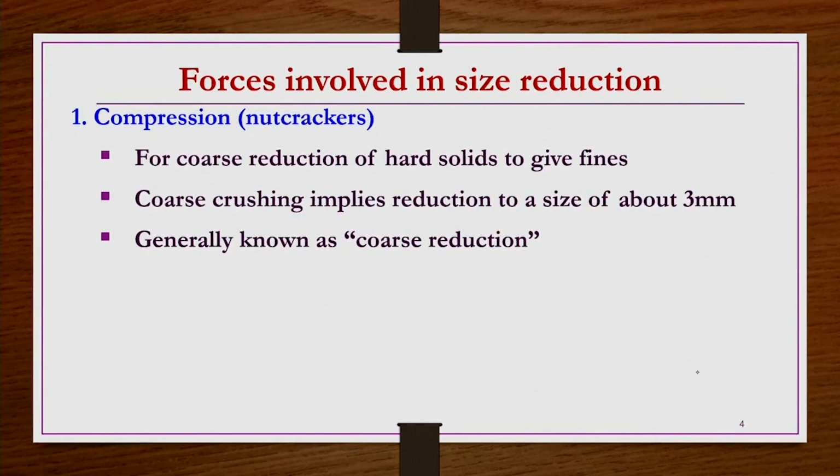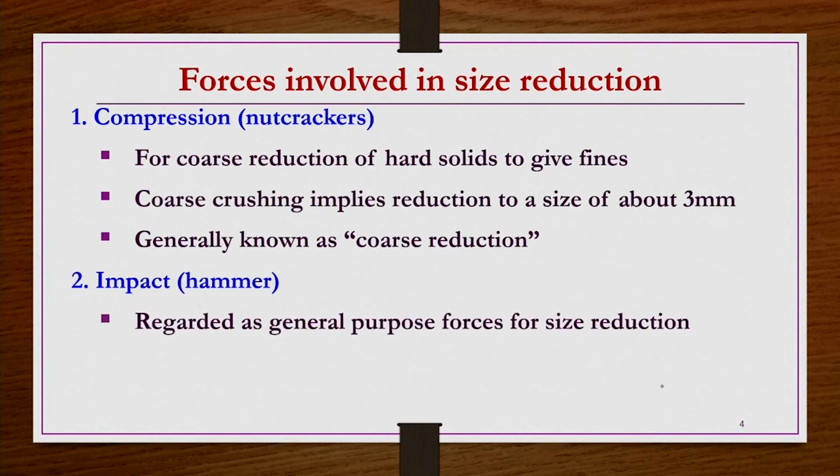But it depends on how much fraction of a given product is coarser, how much fraction is medium, how much fraction is finer. So these reduction processes are given terminology as coarse reduction, medium reduction and fine reduction. Whatever the compressive nutcrackers are, they are generally known as coarse reduction, because when you apply these forces, the product has a majority fraction of coarse material. Next one is the impact or hammering forces.